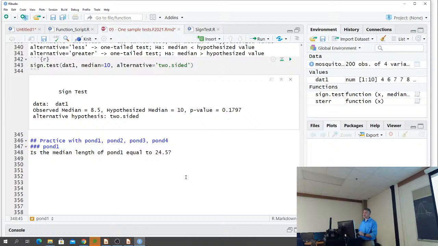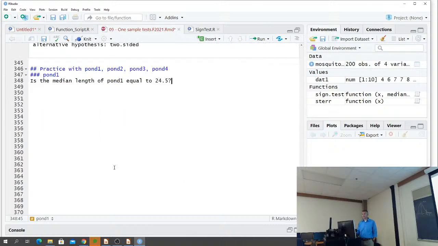All right, so initially we asked if the mean was equal to 24.5. But since we're going to do a sign test, it now becomes, is the median equal to 24.5? Our null hypothesis is that the median is equal to 24.5. Our alternate is that our median is not equal to 24.5. It doesn't really matter if we violate normality. We just want to run a sign test. That's what we're interested in running.